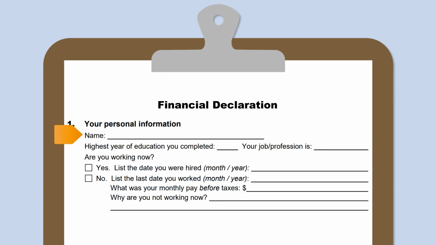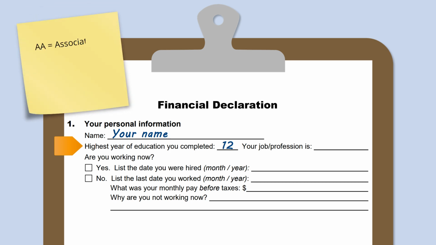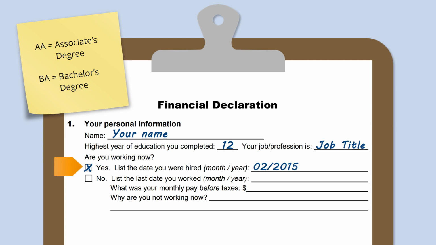Under Section 1, write your name. For the highest education, you can put your highest grade level completed. If you graduated high school, write 12. If you went on to college, you can use an abbreviation for a college degree, such as AA if you have an associate's degree, or BA if you have a bachelor's degree. If you are currently working, list your job title. Check yes, and if you remember, note the month and year you were hired. If you don't know any of this information, just write, "I don't know."